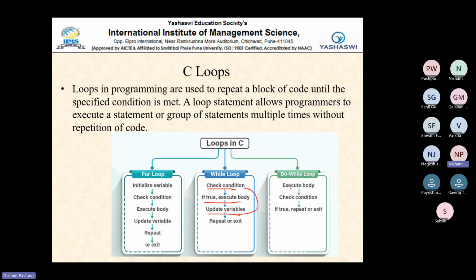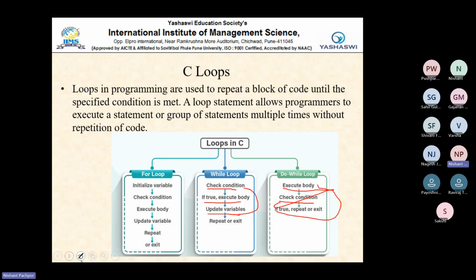In the same way, the do while statement. Here it first executes your body and checks your condition at the last. After that, if it is true, it repeats these statements again and the loop is executed again. Otherwise, it stops here. So these are the three different loops. The while loop is called an entry control loop and the do while loop is called an exit control loop.